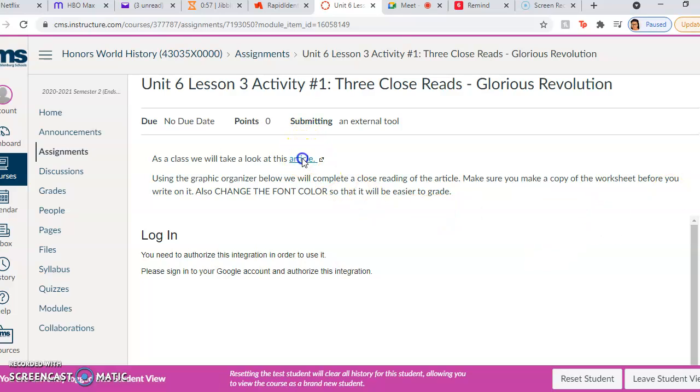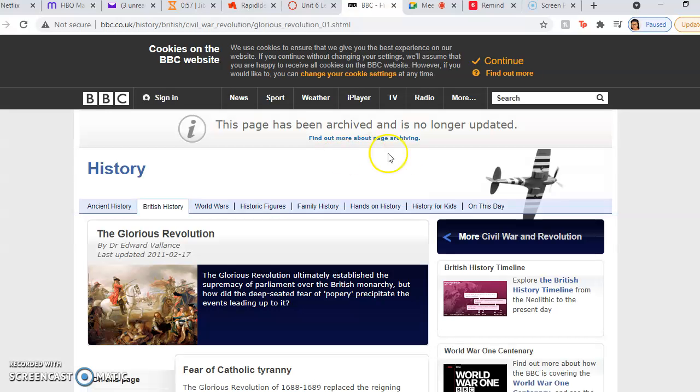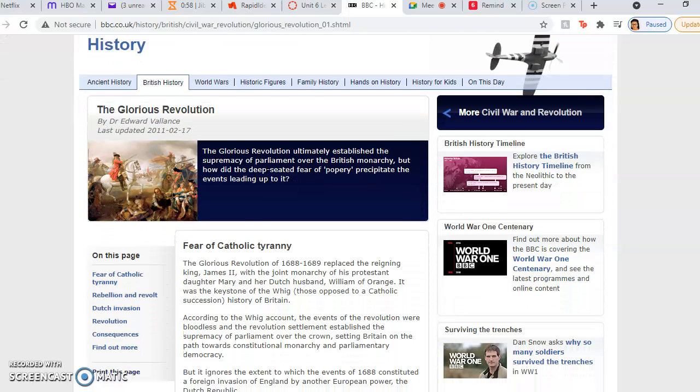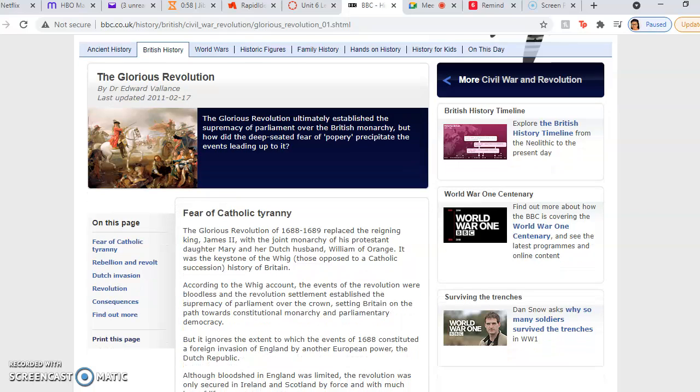So you have an article right here that goes into the definition of the history of the Glorious Revolution. And it reads, the Glorious Revolution ultimately established the supremacy of Parliament over the British monarchy. Parliament meaning their form of government. But how did the deep-seated fear of popery, now they're talking about Catholic tyranny, how did that fear of popery, aka Catholic tyranny, precipitate the events leading up to it?